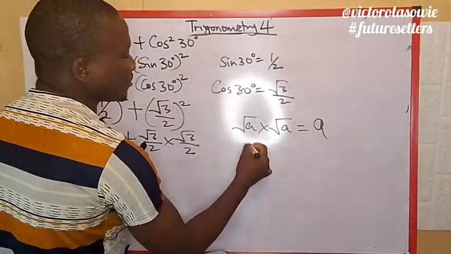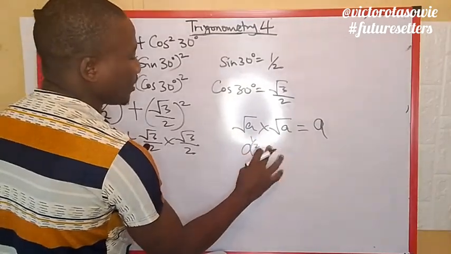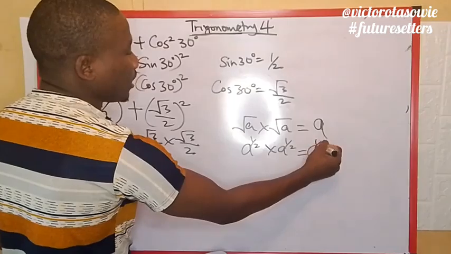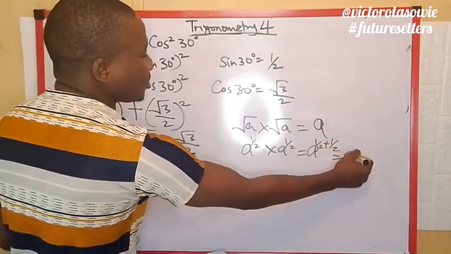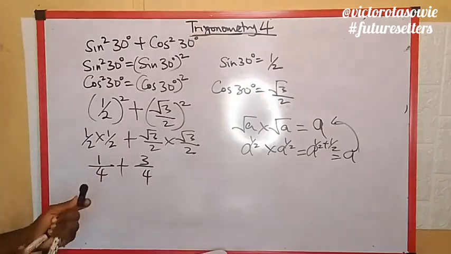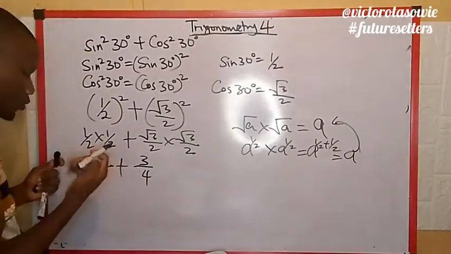This is also like a raised to power half times a raised to power half. And a raised to power half times a raised to power half is a raised to power half plus half. And what's half plus half? 1. And a to the power 1 is a. So we have that this will give us 1 over 2.